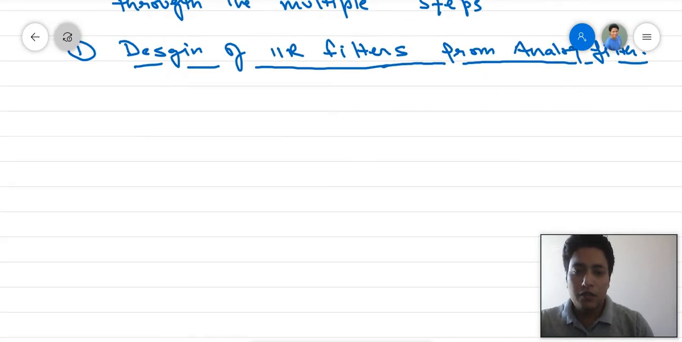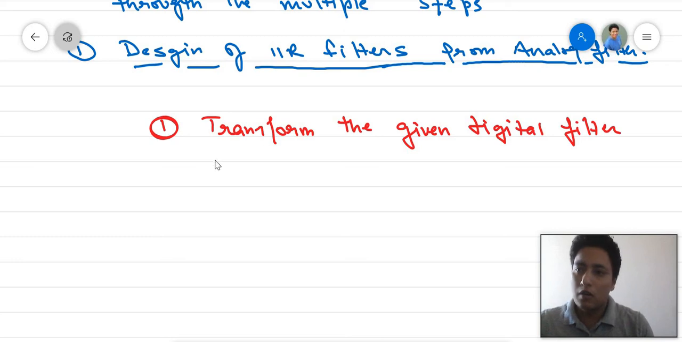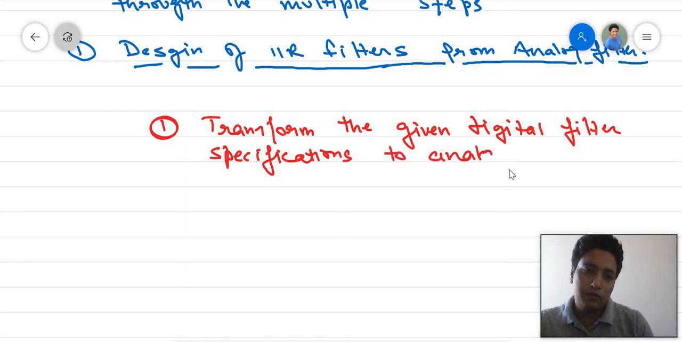In this case, the first step is to transform the given digital filter specifications into analog filter specifications.